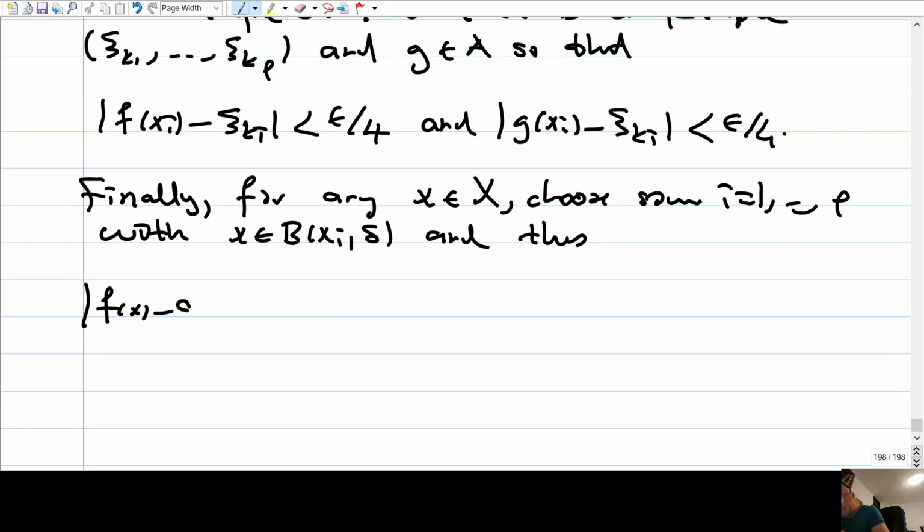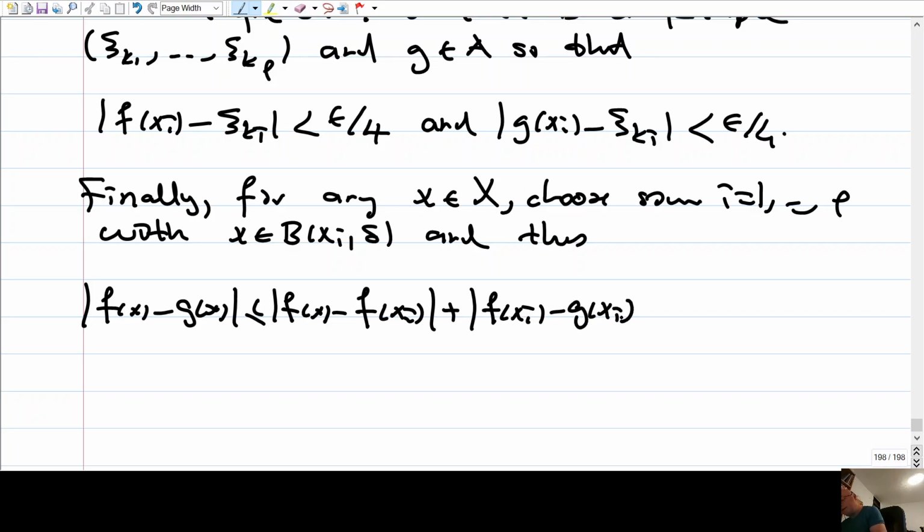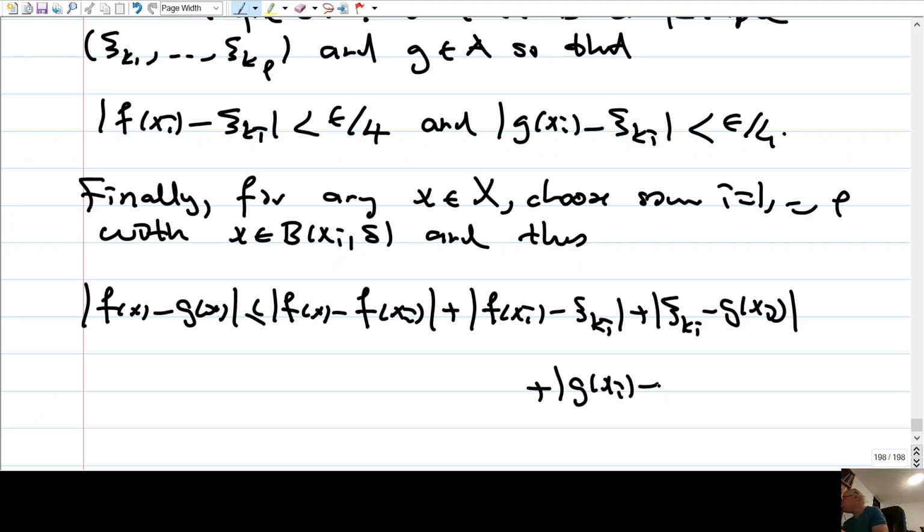this distance f of x minus g of x is less than or equal to the distance of f of x minus f of x_i, plus f of x_i minus c_{k_i}, plus c_{k_i} minus g of x_i, and finally g of x_i minus g of x.